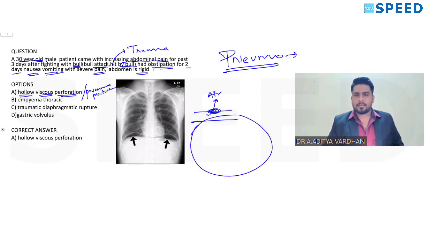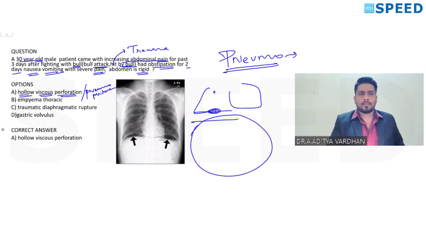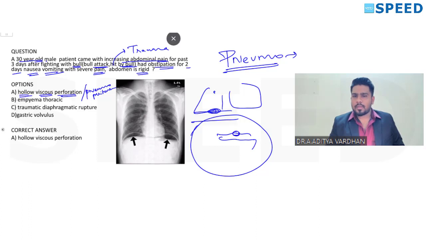Abdominal cavity, this is the abdomen, and you have the lungs here. Okay, let's say this is the abdomen and you have the lungs here. What happens? You have bowels here. Because of some damage, you have trauma here and the air enters.